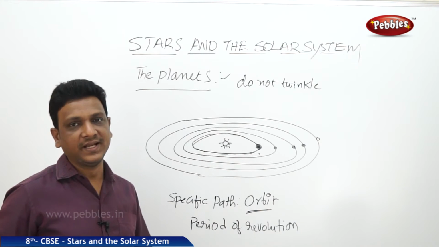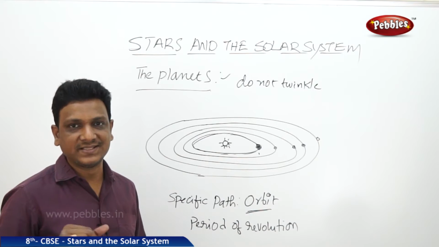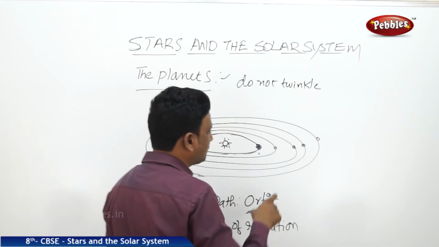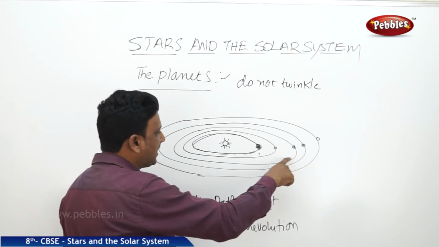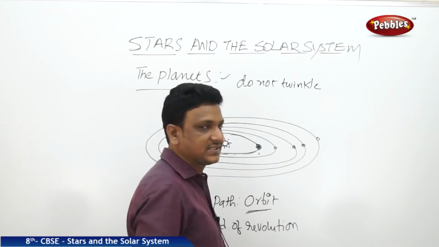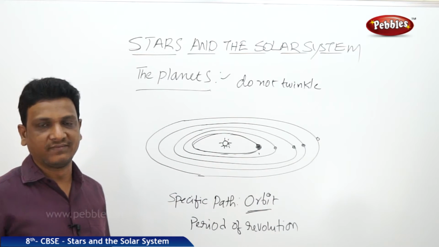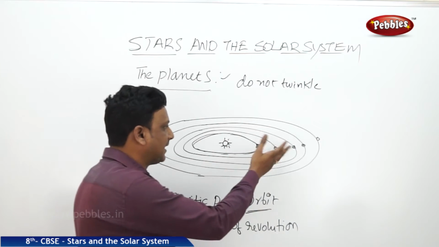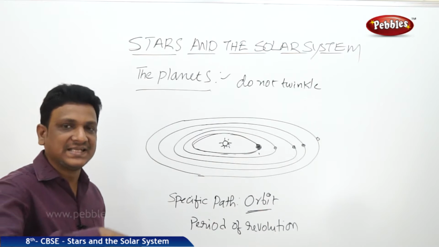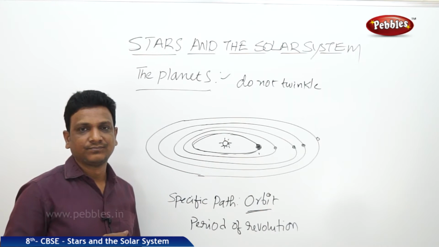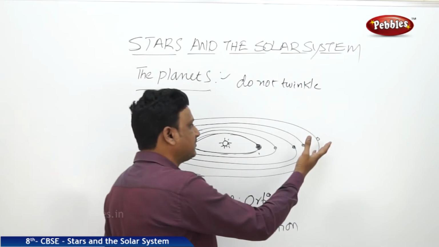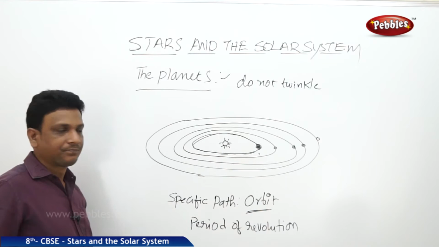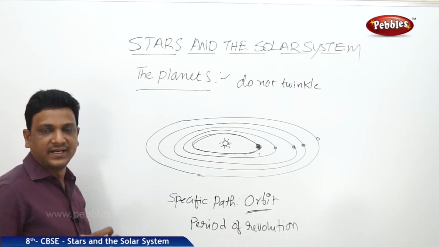For the earth we calculate 365 days approximately to complete one revolution around the sun. So just take the earth, the third position here. It will take 365 days to complete one revolution. The period of revolution varies from planet to planet. It is based upon the distance it travels. So some are far, which will take more time. So depending upon the distance, they will travel around the sun.